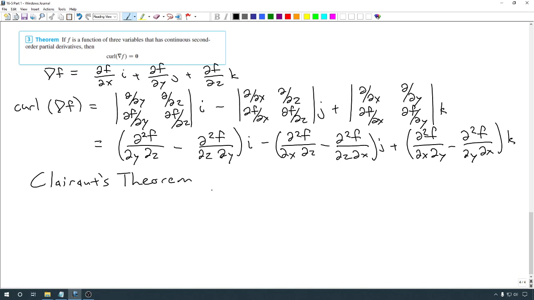That says that changing the order of differentiation doesn't change the result as long as we have continuous second partial derivatives. Under that assumption, this term and this term are the same thing, but we're subtracting them, so they cancel each other out. We get 0 for the i component. Same thing here. We swap dx and dz, we get the same result, we're subtracting them, so we get 0. And finally, exactly the same thing here, everything turns out to be 0. We have 0i, 0j, 0k, or the 0 vector.